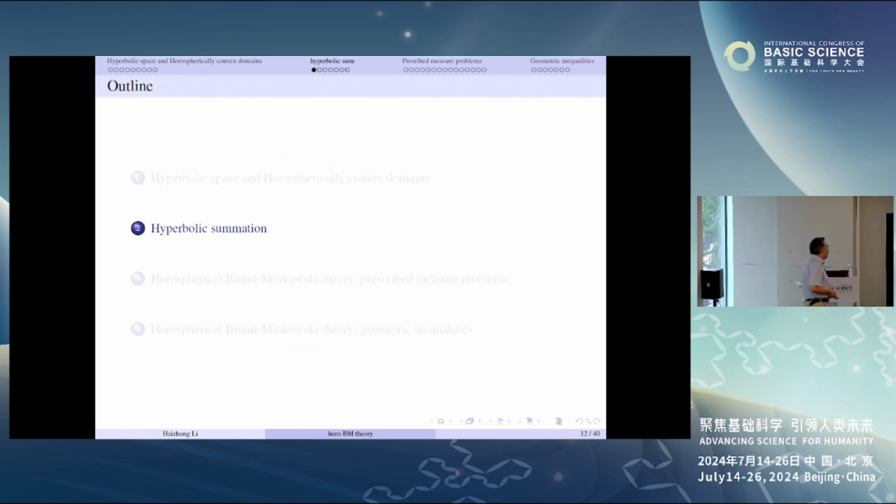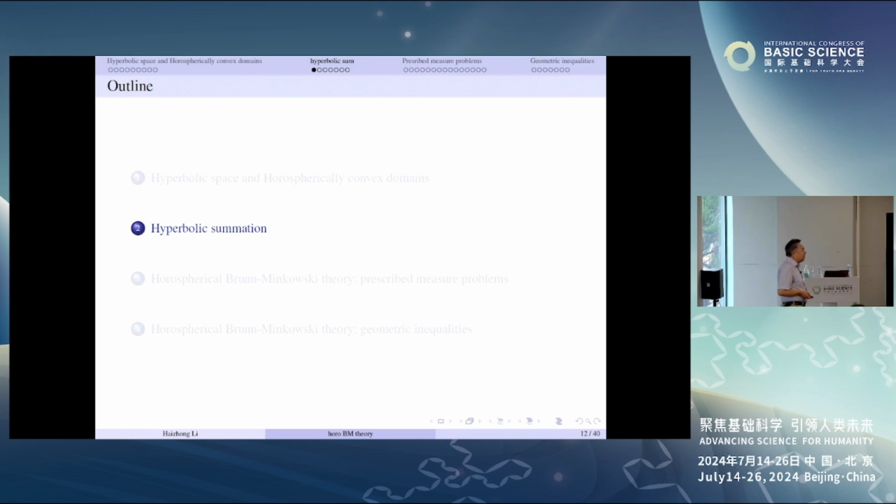Okay, using this concept, I will introduce our discovery of the hyperbolic summation. Given two domains in hyperbolic space, how can we define the summation of two domains? This summation is still one domain. In Euclidean space, this analog was discovered by Minkowski and Brunn more than 100 years ago.